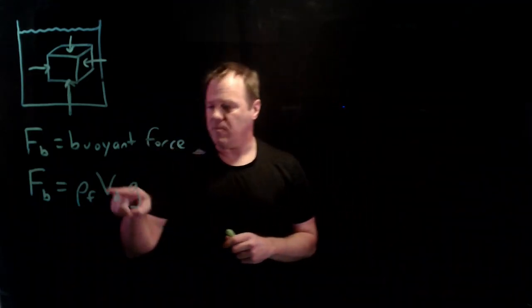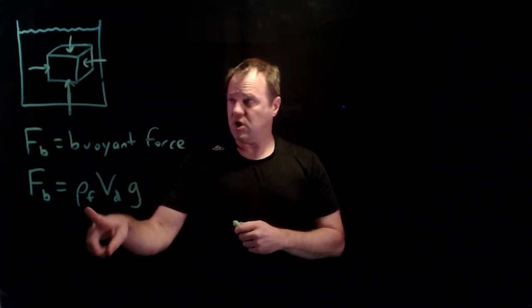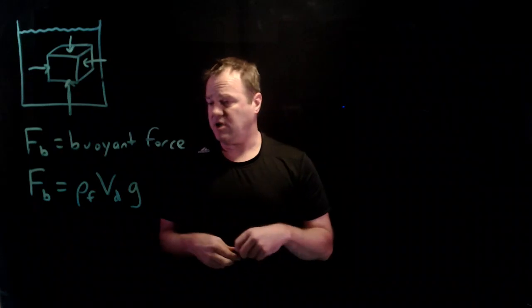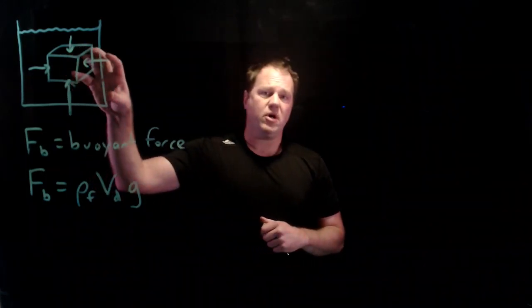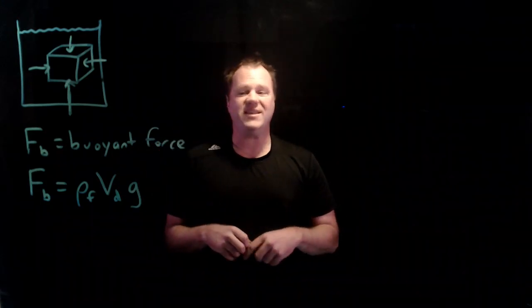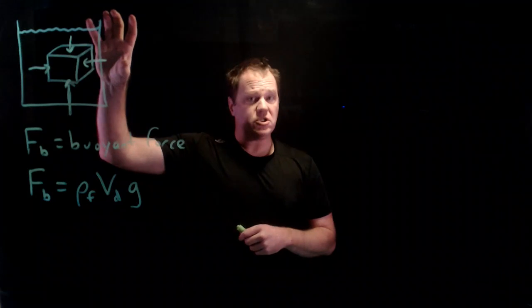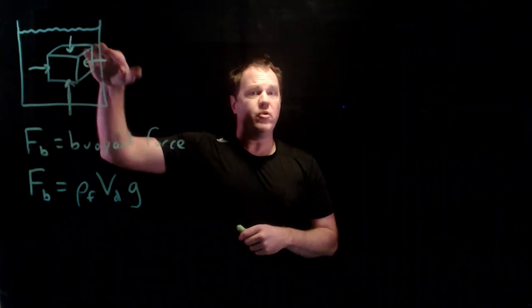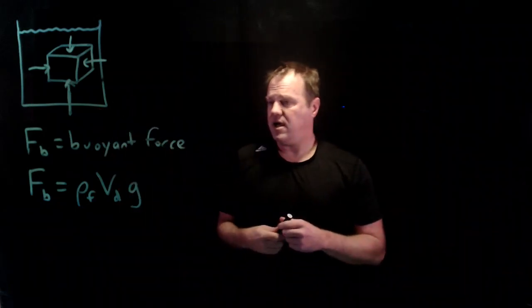So what do you need to know? Okay, you need to know the density of the fluid. So if it's water, 1,000 kilograms per cubic meter. You need to know the volume displaced. Okay, if it's completely submerged and there's no pockets of air or anything like that, then it's the volume of the object. If it's on the surface, it would only be that portion of it which is below the surface of the liquid. And then g, of course, is 9.8.